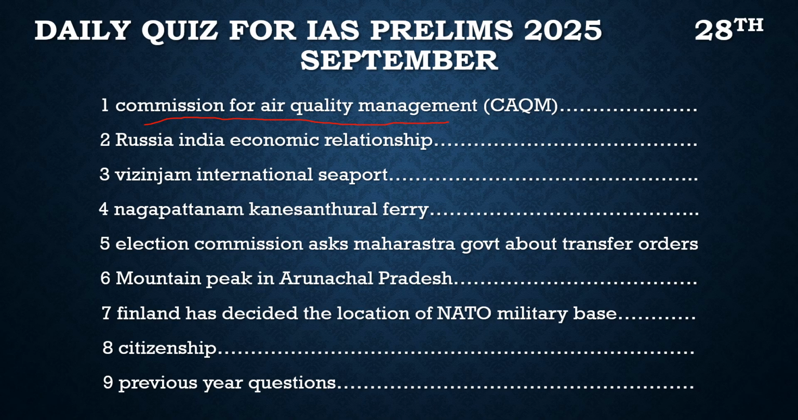Because of that, it has been under Article 324. The election commission has this power that they can issue orders to the respective states for the transfer of their officials, as they see fit.